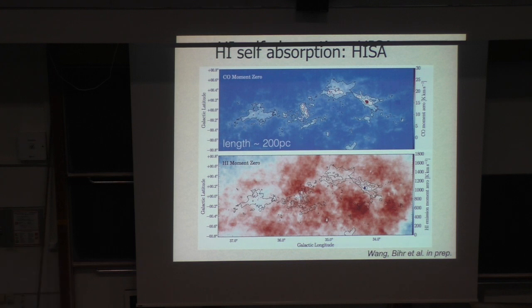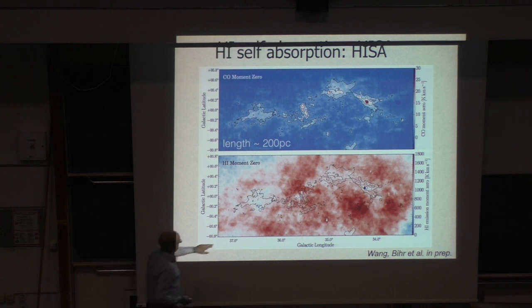In the bottom panel, for comparison, are our H1 data. The color is the integrated H1 emission, and the contours are the same CO, the contours in top and bottom are the same. What one already sees visually is that where the CO emission is high, the intensity of the H1 is decreased. What does decreased H1 intensity mean?